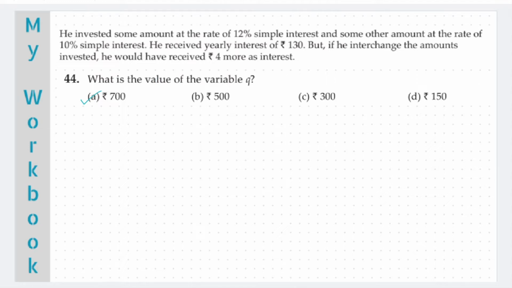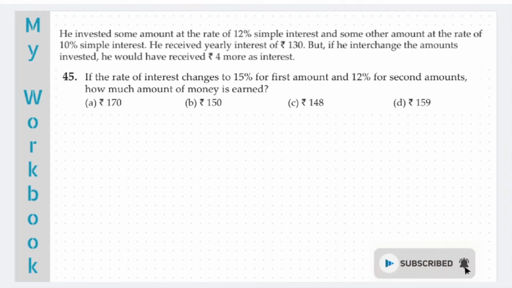Now 45th, this will be the last question for this case study. So for each case study there are 5 questions. This is the 5th one from this case study. If the rate of interest changes to 15% for the first amount and 12% for the second amount, how much amount of money is earned?